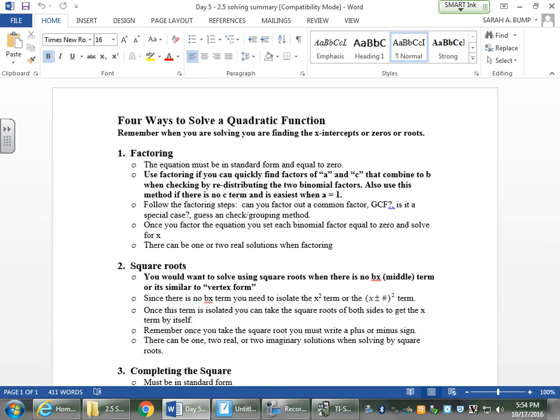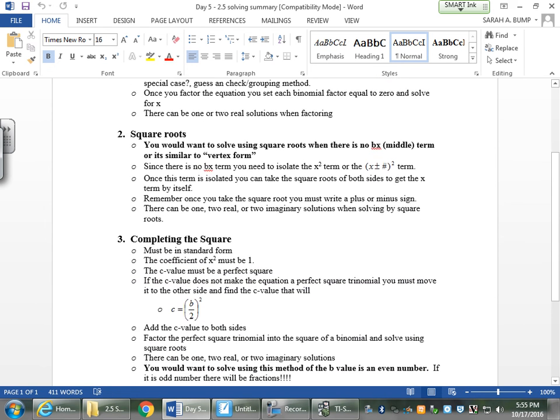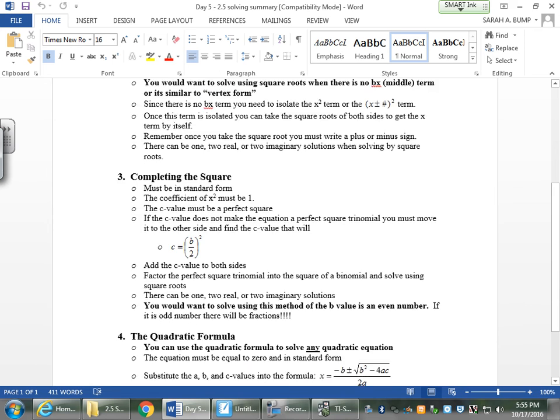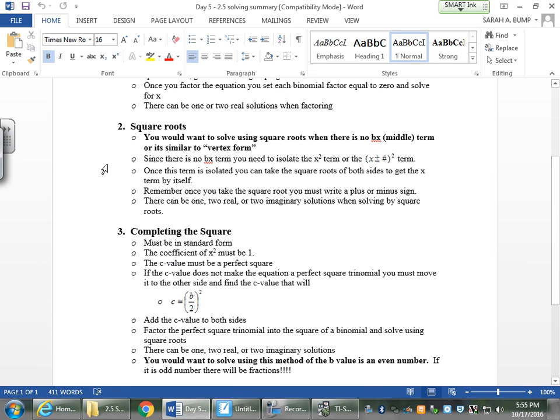So for factoring, if you can quickly find factors of a and c that'll combine to b, then I would try to use factoring. I would also use factoring when the c term is missing. And it's always easiest when the a value is 1. All right, and then there are steps on how to factor and what you do with factoring to get the solution. The square root method, you solve when there's no b term or it's in vertex form, and then again, it tells you how to do it.